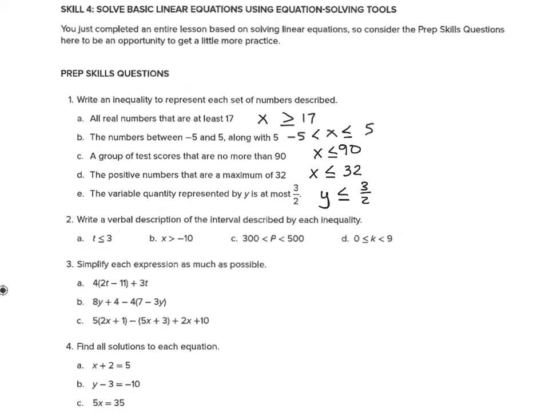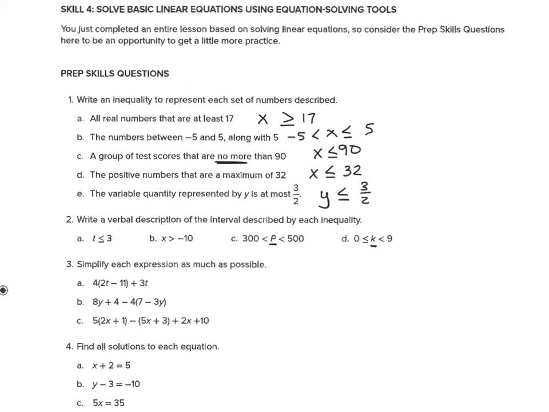Okay, and then number 2, write a verbal description of the interval described by each inequality. Here's a less than or equal to symbol. So we would have to say maybe real numbers that are no more than 3. Okay. Well, here's a greater than. Real numbers that are greater than -10. That's pretty easy. How about the set of numbers p between 300 and 500? And for D, we could say the set of numbers between 0 and 9, including 0.